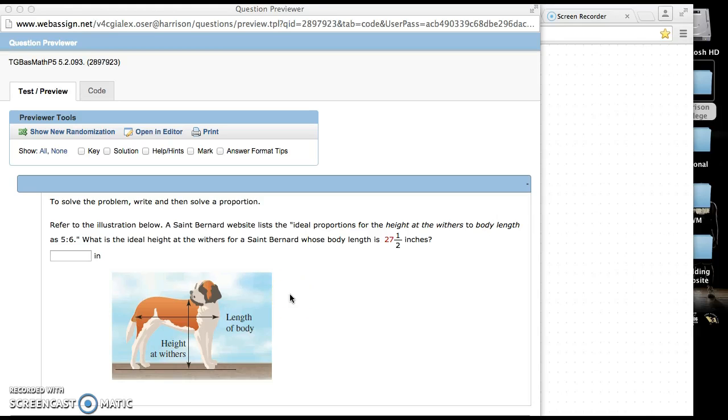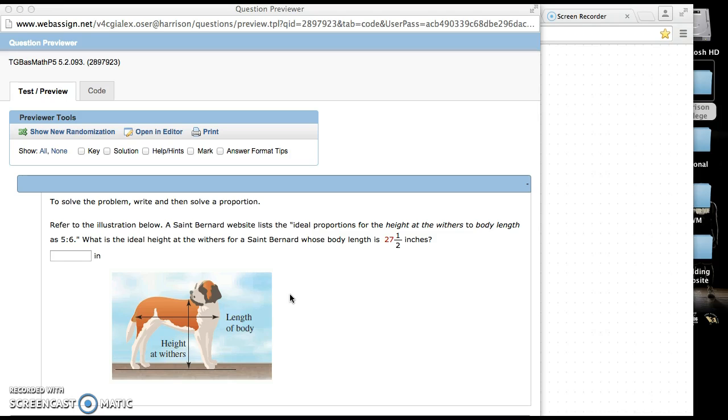All right, so let's take a look here at question number 28 from our homework week 7. It says to solve the problem, write and then solve a proportion. Refer to the illustration below. A St. Bernard website lists the ideal proportions for the height at the withers to body length as 5 to 6. So what is the ideal height at the withers for a St. Bernard whose body length is 27.5 inches?